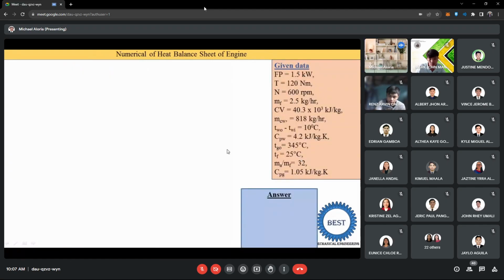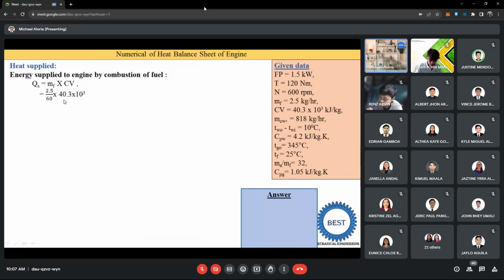So here we use this given data. First we find out the heat supply. Energy is supplied to the engine by combustion of fuel, meaning the diesel supplied is combusted and due to combustion some amount of energy is released. So it is mF, the mass of fuel, into CV. What is mF? We check the given data here. mF is equal to 2.5 kg per hour, and the calorific value is 40.3 into 10 raised to 3 kilojoule per kg.